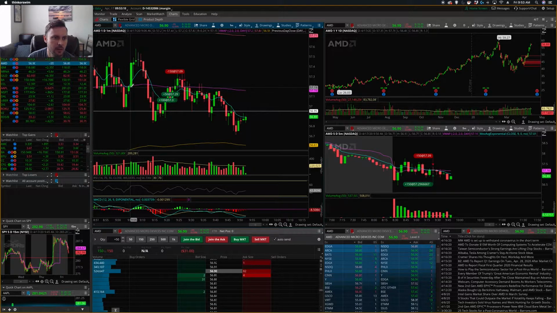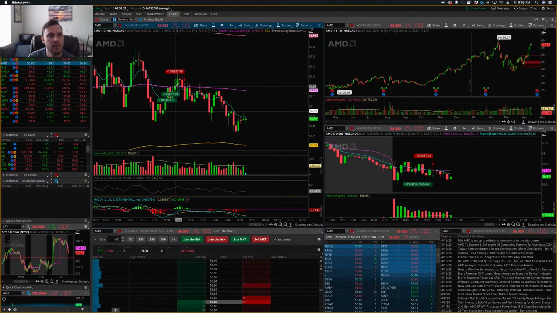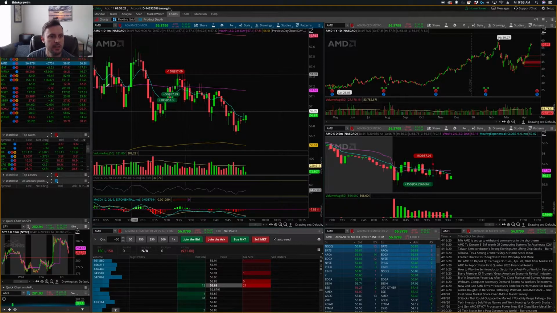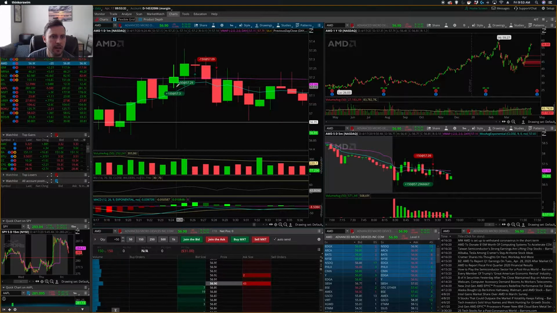Oftentimes when a stock crosses VWAP, it will continue in the direction that it's going. So like here it went up, it crossed VWAP, went way up. Here it went down, crossed VWAP, went way down. So I'm thinking, oh great, just crossed VWAP, it's going to climb up to here, just like it did every other time it crossed VWAP. So I bought it. It did not. I bought it here and here, and then it just turned down.